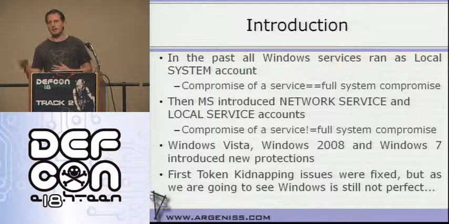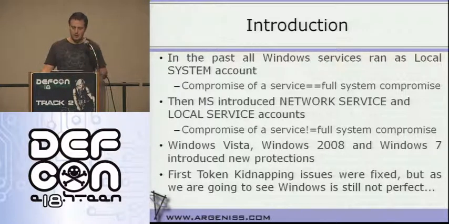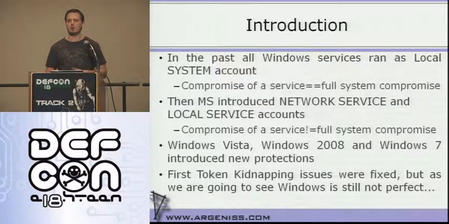In the past, think about Windows 2000 and before, all the Windows services used to run under the local system account, which is the most powerful account on Windows operating systems. So if a service was compromised, then the whole system was compromised. Then, with Windows 2003 and XP, Microsoft introduced a couple of new user accounts called Network Service and Local Service. These accounts have restricted privileges, fewer than the local system account. So in theory, they started to run some system services under these accounts so that when one of these services was exploited, that didn't mean the whole system was going to be compromised.